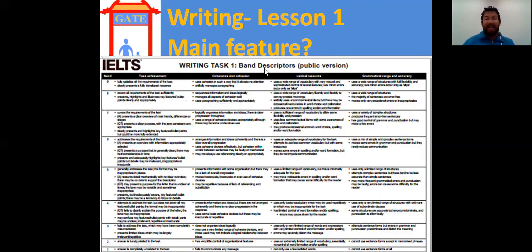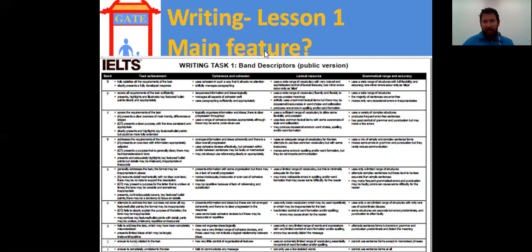Okay, these are the band descriptors. You can't see very clearly, but you can probably see here band 9, 8, 7, 6, 5, 4, 3, 2, 1, and I've cut off a 0. 0 means you didn't write anything. You handed in a piece of blank paper. And you probably don't understand anything I'm saying if you did that. So the band descriptors describe what you need to do to get that band.